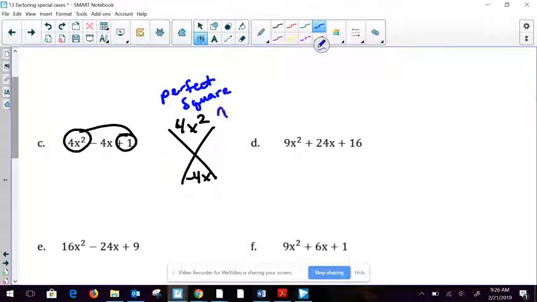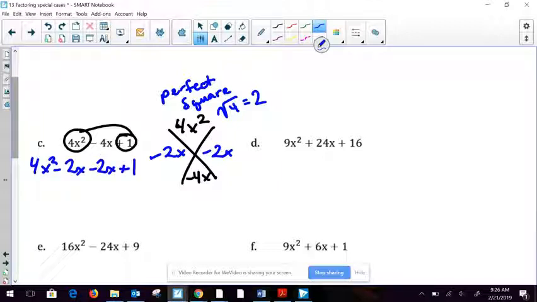That's what makes it so special, perfect square. So what is the square root of 4? Great, it's 2. So you have a 2x and a 2x. But the deal is they have to multiply to be a positive, but add up to be a negative. So both of these are negative. That's really the only thing that makes these problems special. The rest of it all remains the same. So 4x squared minus 2x minus 2x plus 1. Now that I have that written out, I can divide and conquer and do my underlined squiggle.